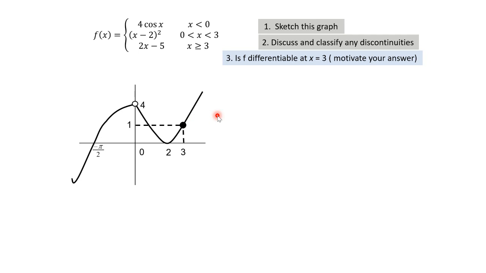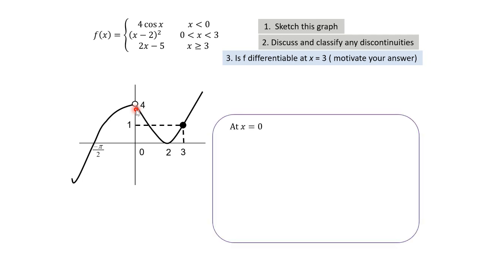All right, now I go to the next question, and it says discuss and classify any discontinuities. It doesn't say just at the difference, so I don't need to talk about x equals 3 at this stage, just the discontinuity. So I'm looking at x equals 0, and I can see there's a hole in my graph there. So what do I do? I write it out beautifully.